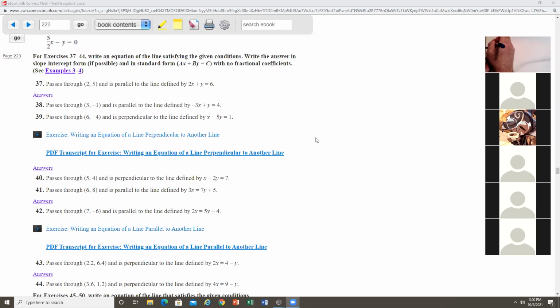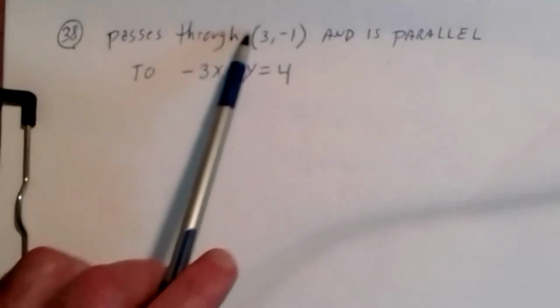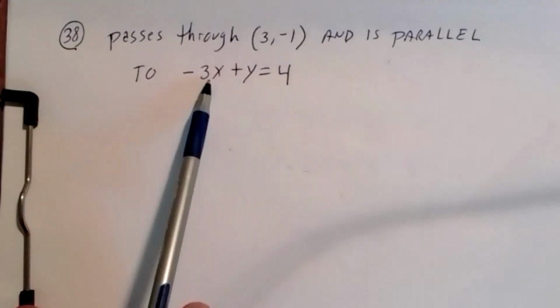Notice for 38, they give us some information about a line. They tell us that the line must pass through the point (3, -1). And they tell us something else: the line must be parallel to the linear function -3x + y = 4. So what would be the equation of our line that contains the point (3, -1) and is also parallel to this line?